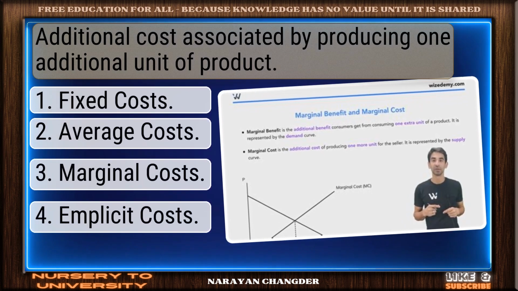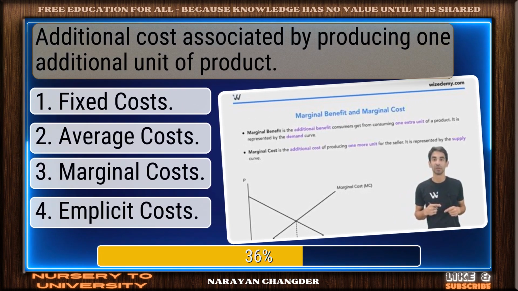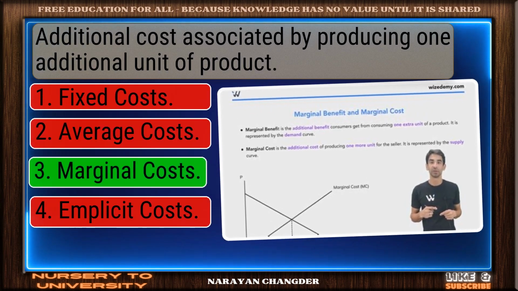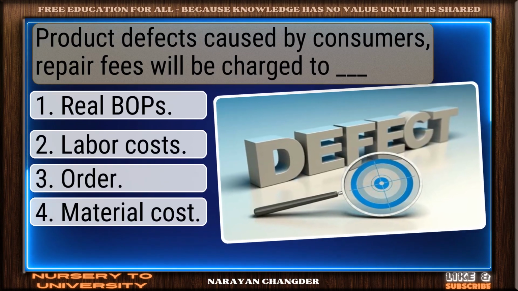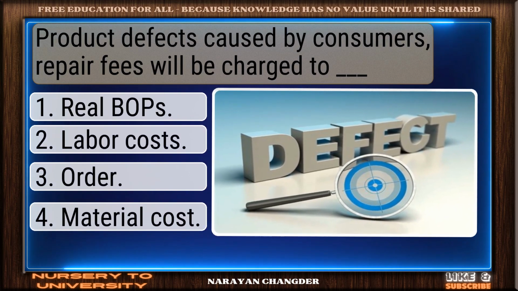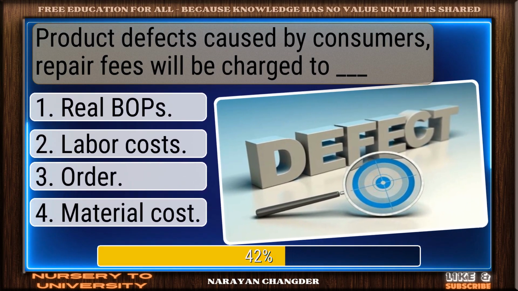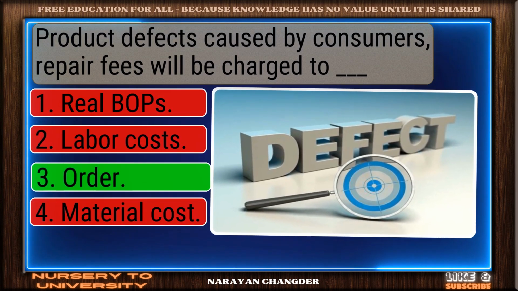Additional cost associated by producing one additional unit of product. Smart pick. Marginal costs is correct. Product defects caused by consumers. Repair fees will be charged to dash. Well reasoned. Order is correct.